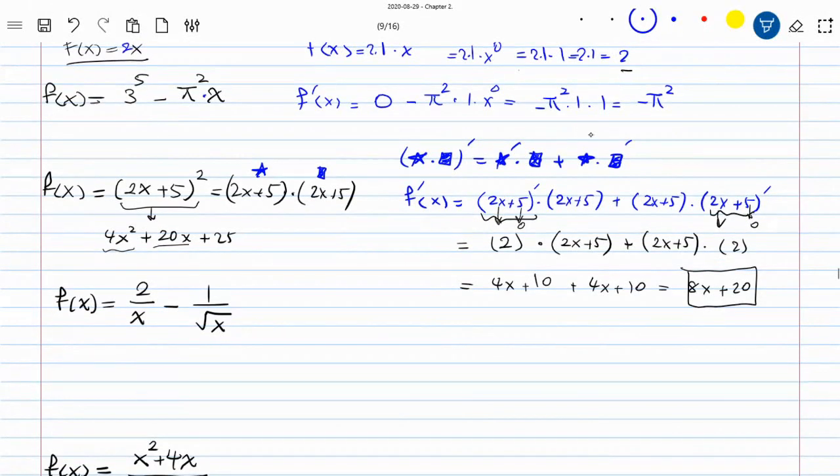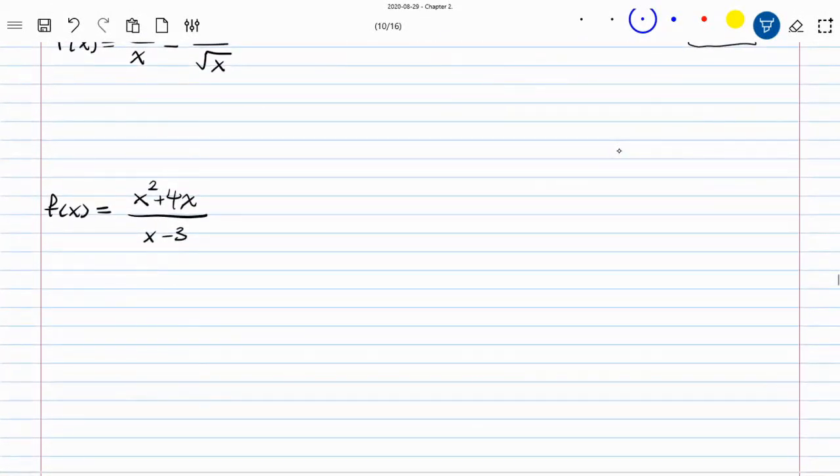Okay, how about this example? Maybe I should create some space here.